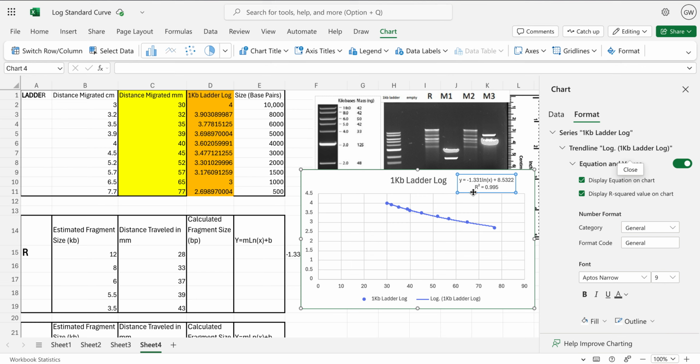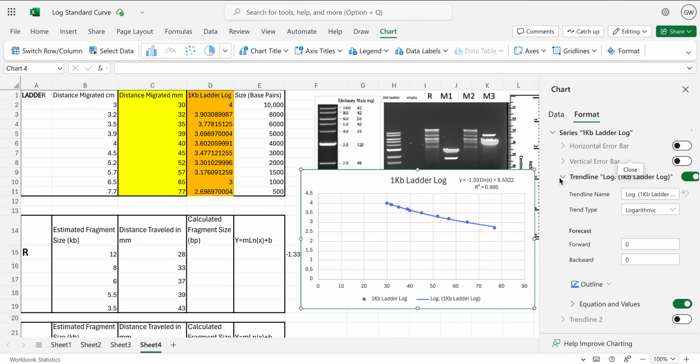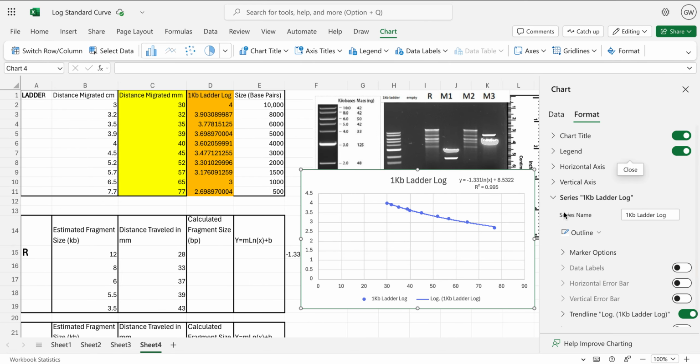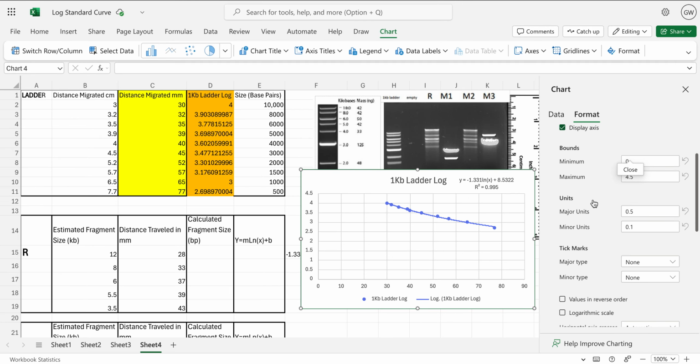As you can see here, the r squared value is super high, almost 1, which is perfect, indicating an almost perfect correlation. Okay, that's all we need for that. Got our trend line down, but we also need to label the axes.